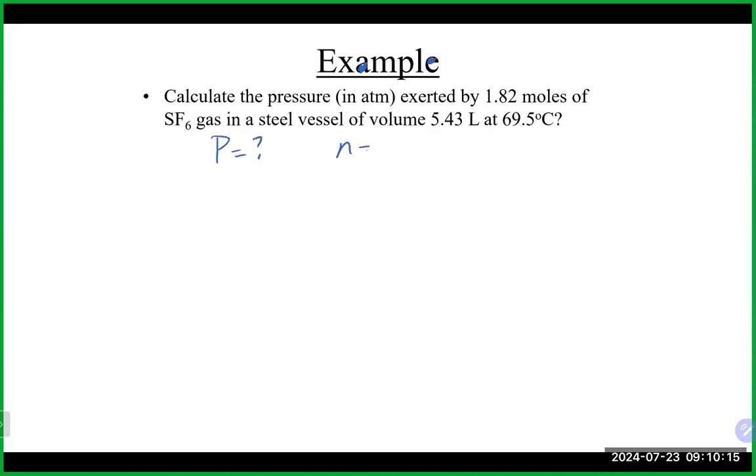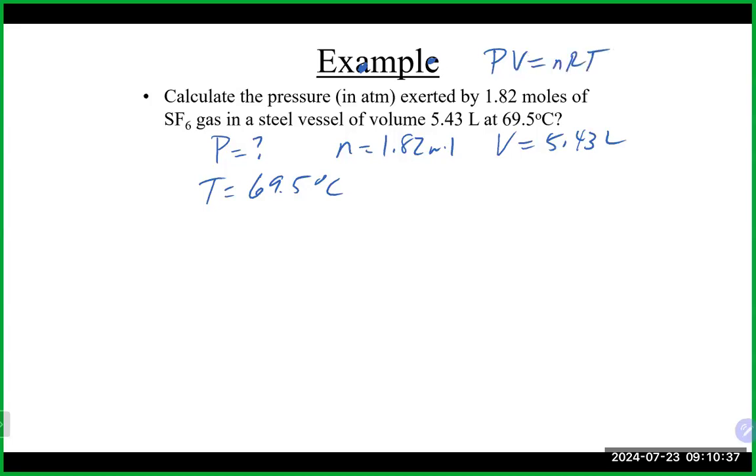We have moles, which is 1.82. We have a volume that's 5.43 liters, and we have a temperature that is 69.5 degrees Celsius. Just looking at the information, you could probably see the ideal gas law popping out at you. Also, we do not have two pressures, two volumes, two temperatures, which we would need for all the other ones. We just need to make sure on units. Obviously, this is a mole, so that's good.